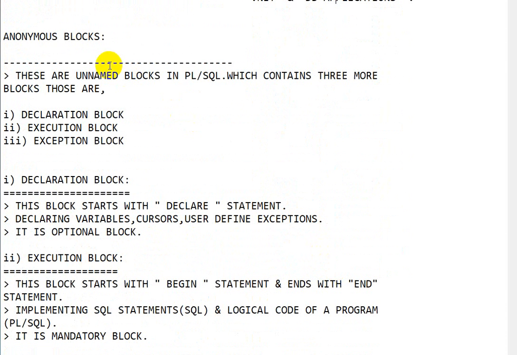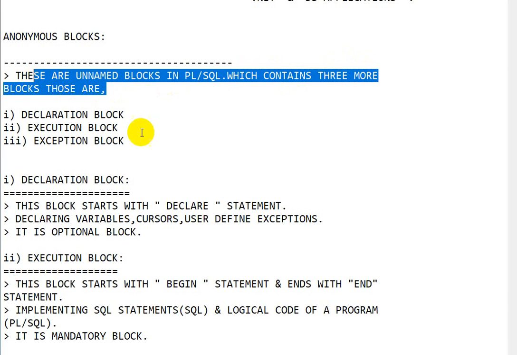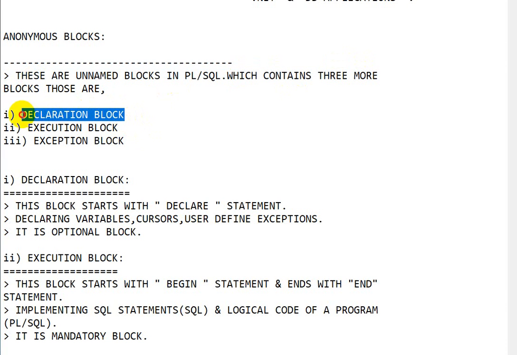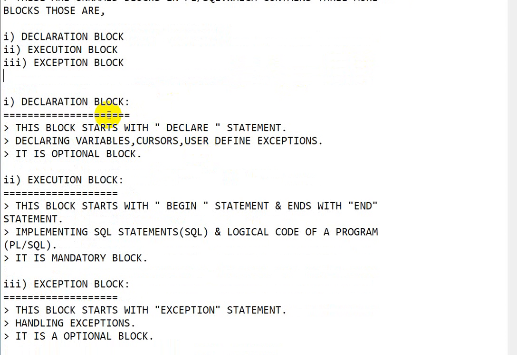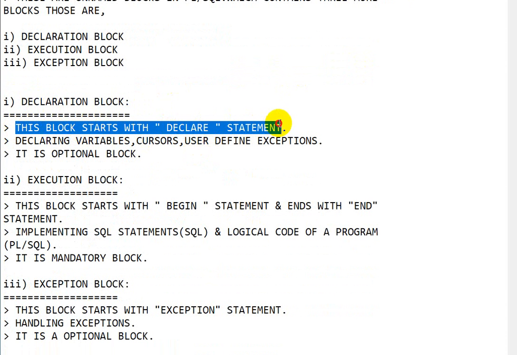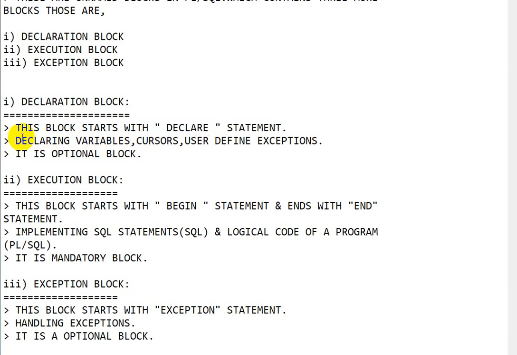So these are the blocks in the PL SQL which contains three more blocks. Those are what? First one is declaration block, second one is execution block and third one is exception block. So let us see what is declaration, execution block and exception block. So first one is declaration block. This block starts with the declare statement in which we can declare the variable, cursor, user defined exception, and it is optional block.